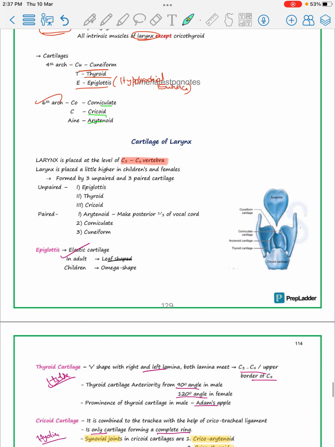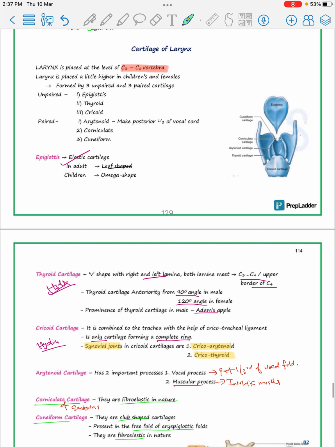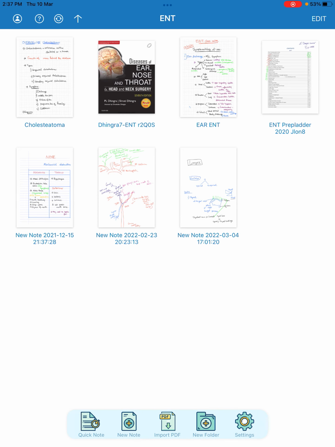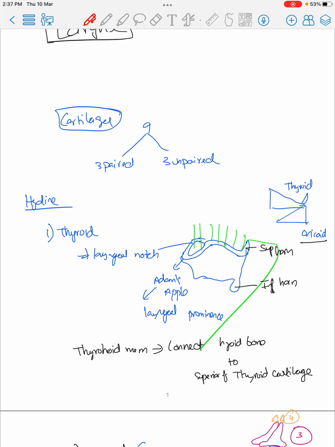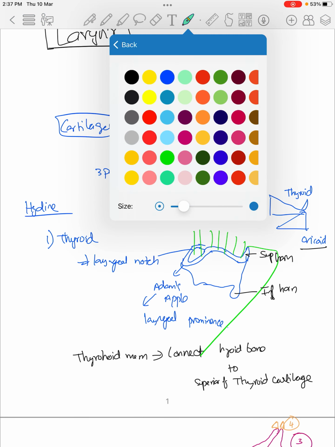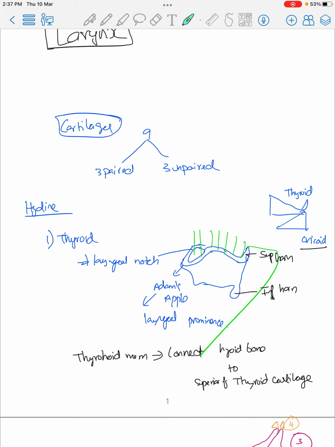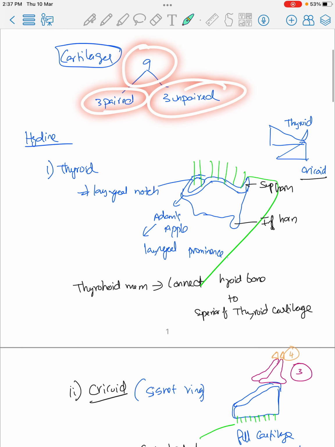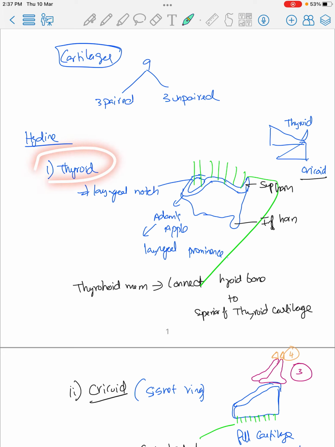Before we see the cartilages and muscles, let's see the simple handwritten notes. These cartilages are totally 9, where 3 are paired and 3 unpaired. First, see about the unpaired ones. Thyroid is the largest cartilage. You can see the structure.